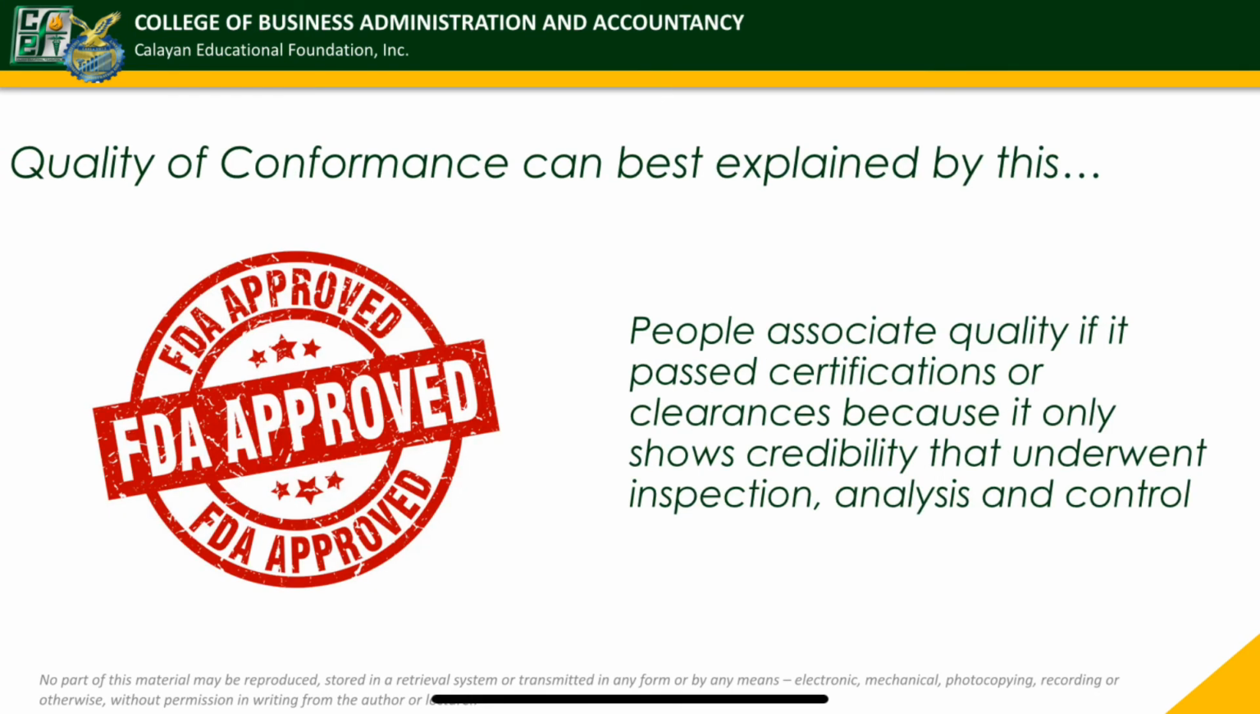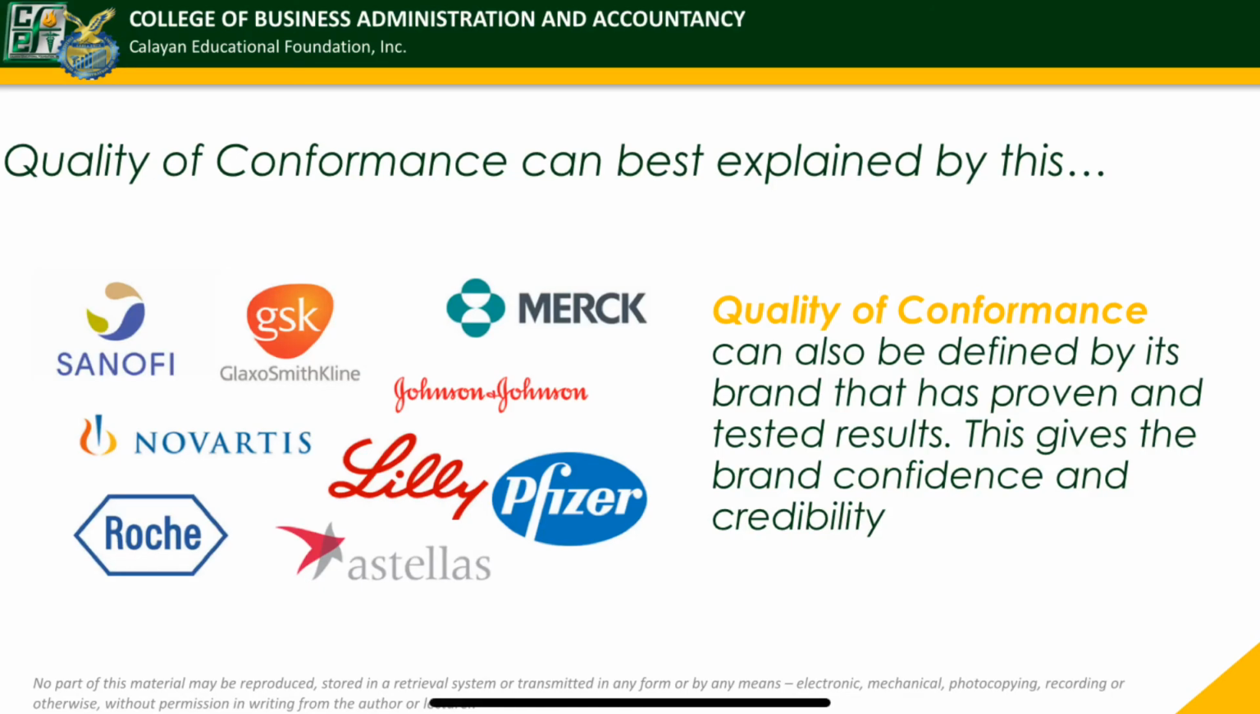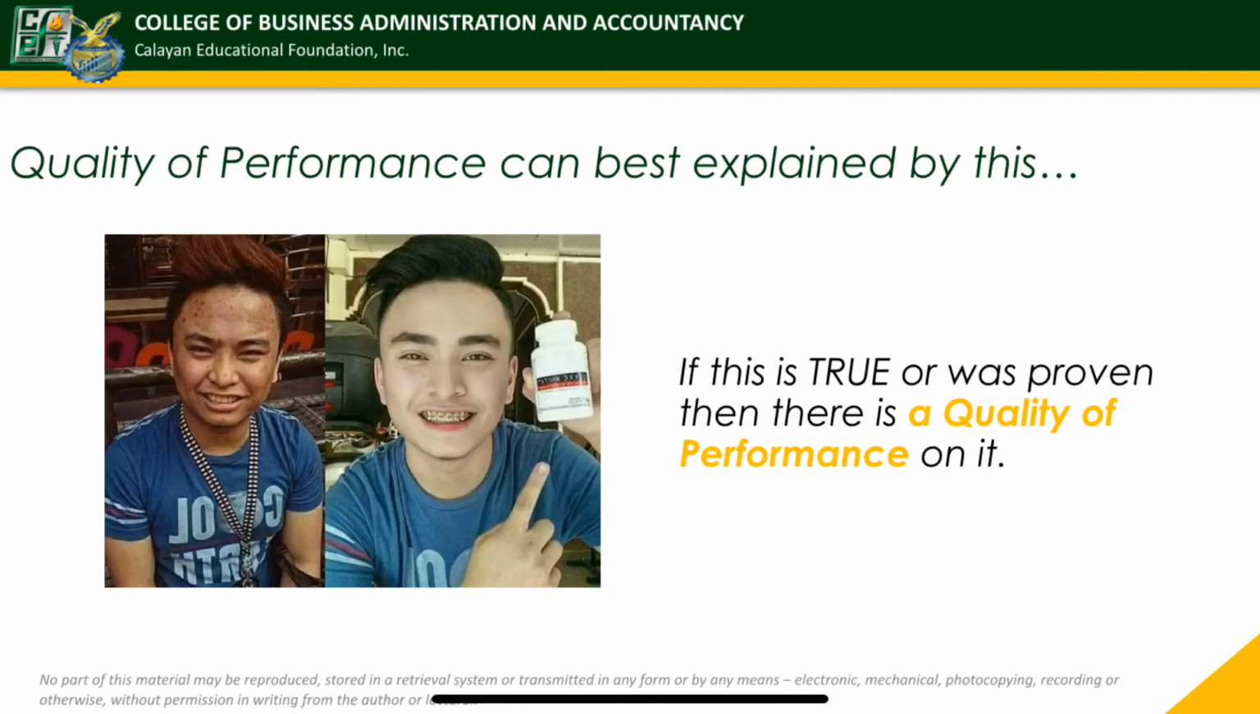On the other hand, quality of conformance is based on standards, whether a product or service has certifications or has passed quality control. At the same time, the influence of the product manufacturer adds sense to quality, knowing a specific manufacturer has gained credibility in the market. Lastly, quality of performance is based on testimonials or reviews that prove the product or service to be effective. If this is tested to be reliable, then there is quality in it.